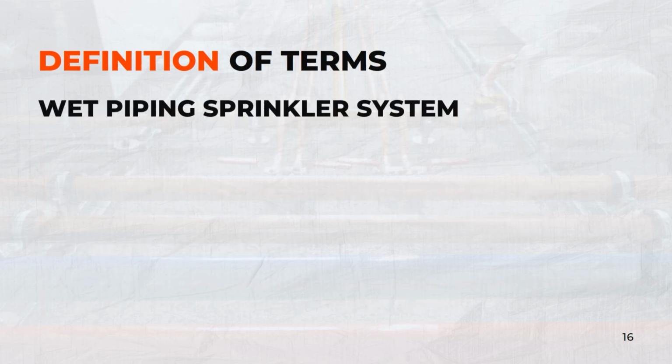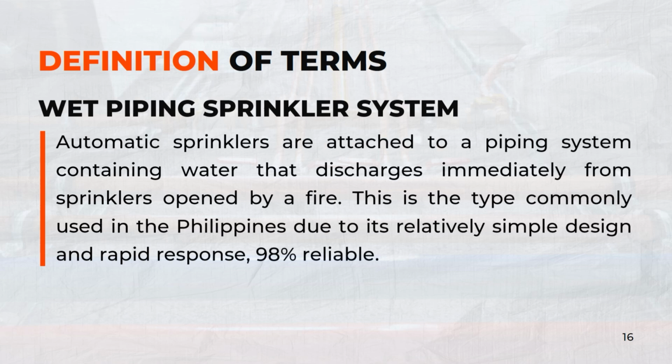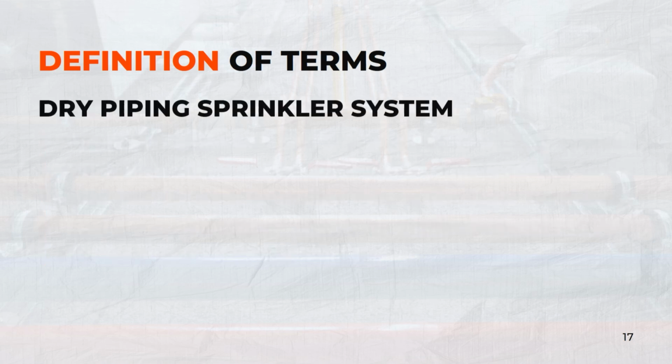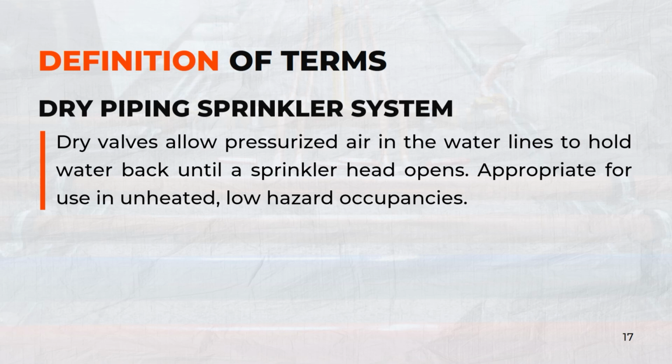Wet piping sprinkler system. Automatic sprinklers are attached to a piping system containing water that discharges immediately from sprinklers opened by a fire. This is the type commonly used in the Philippines due to its relatively simple design and rapid response, 98% reliable. Dry piping sprinkler system. Dry valves allow pressurized air in the water lines to hold water back until a sprinkler head opens. Appropriate for use in unheated, low-hazard occupancies.